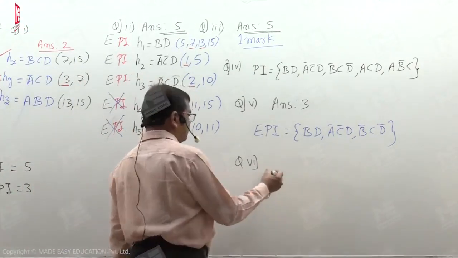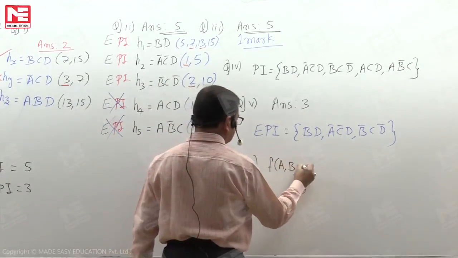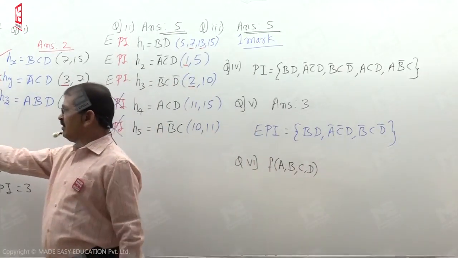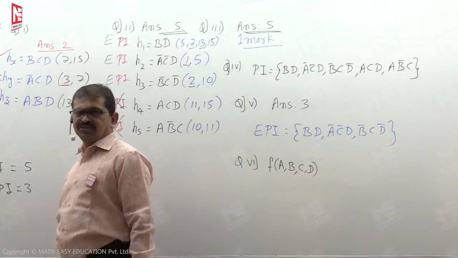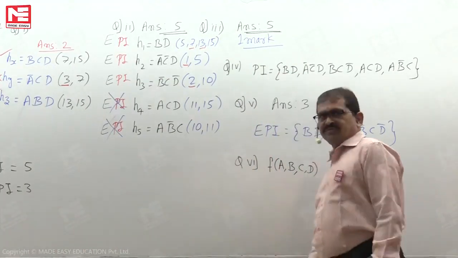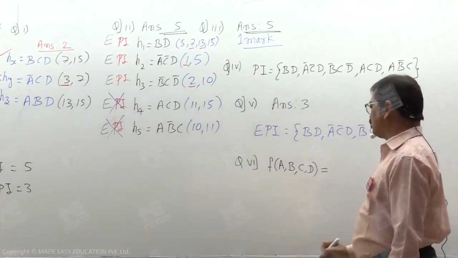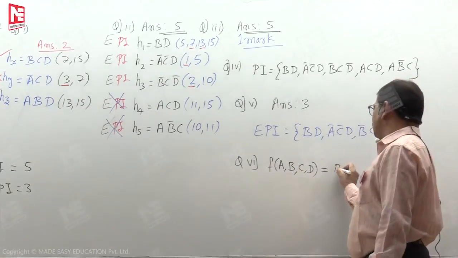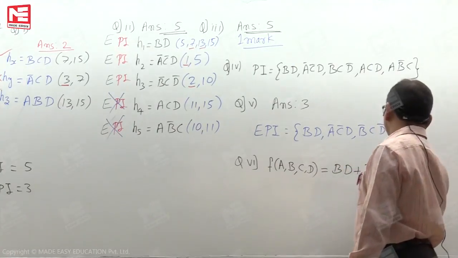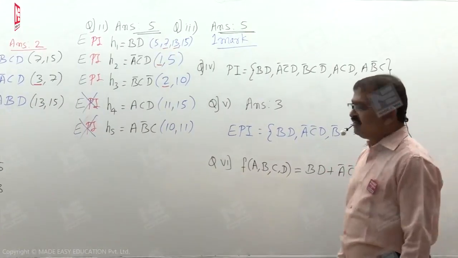The function is on the variables ABCD, with minterms 1, 2, 5, 7, 10, 11, 13, 15. The statement we noted is that essential prime implicants must be present in every possible minimal expression. So let me write the EPIs first: BD, A complement C complement D, B complement C, D complement.